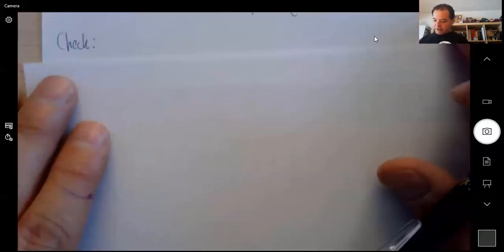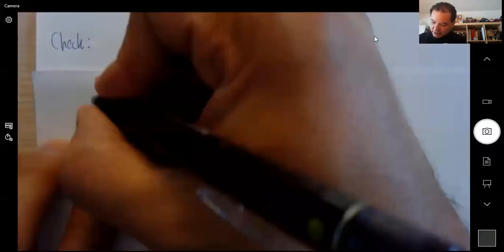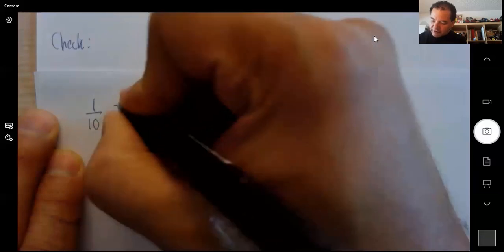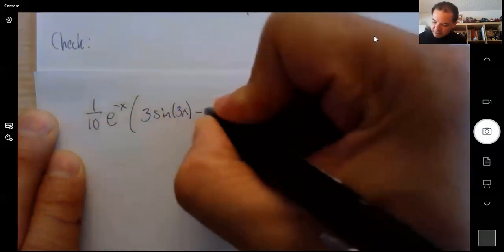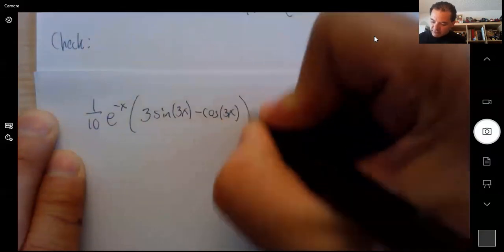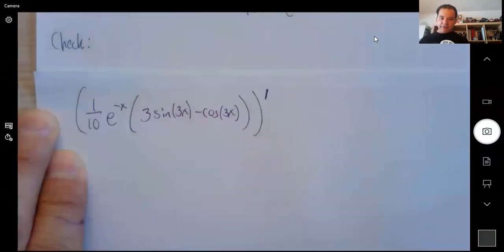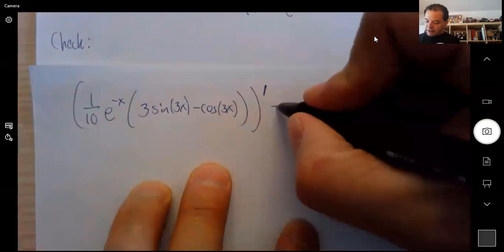Make sure that they're all right. You're going to get a good score and do well in the class. So here, for the check, I would need to take the derivative of this. So what's the derivative of this? Let's see if we got it right.